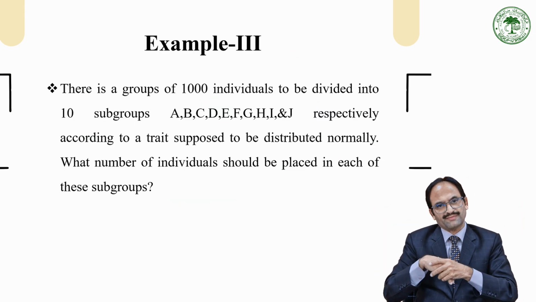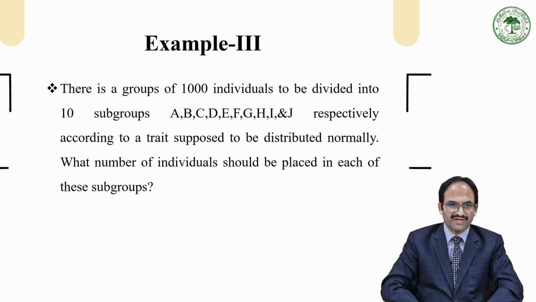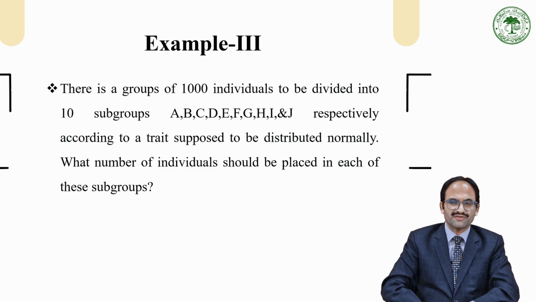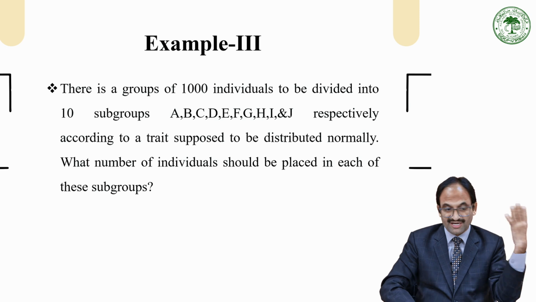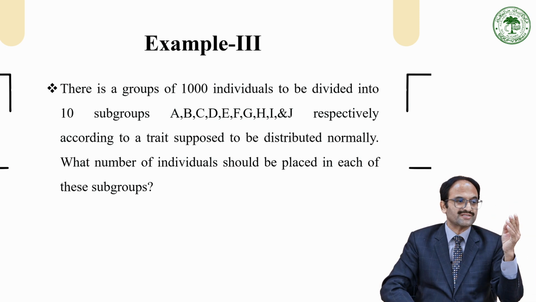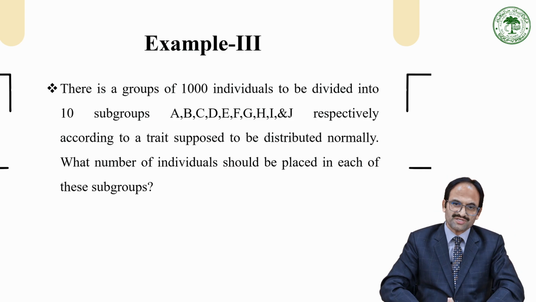Let us take another problem. It is again a little bit more difficult problem. There is a group of 1000 individuals which are required to be divided into 10 subgroups. So, instead of 8 subgroups, here in this problem we have 10 subgroups. So, A, B, C, D, E, F, G, H, I and J, that is 10 groups are there.